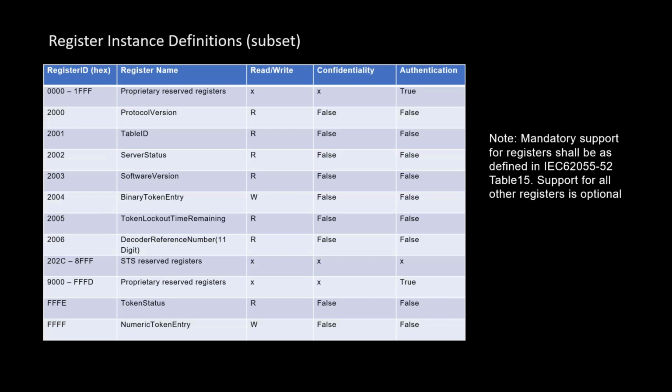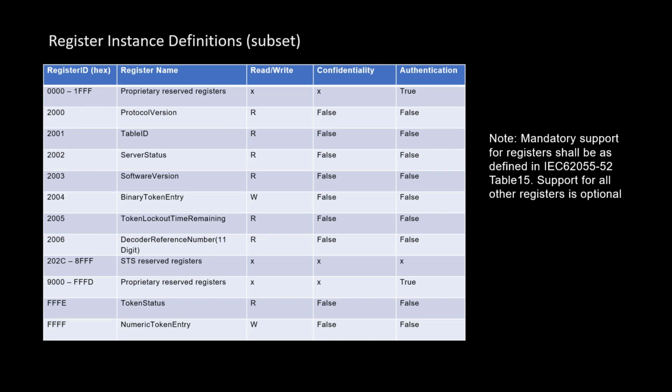Okay, so if we have a look at a subset of this now, under register ID, it goes from 0 to 1FFF. 2000 is a protocol version. 2001 is a table ID. 2002 is a service status, and you get a software version and binary token entry. In other words, register number 2004 is where you can put a binary token entry into the meter.